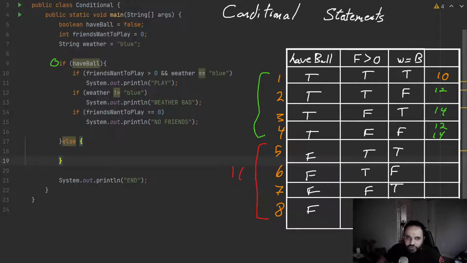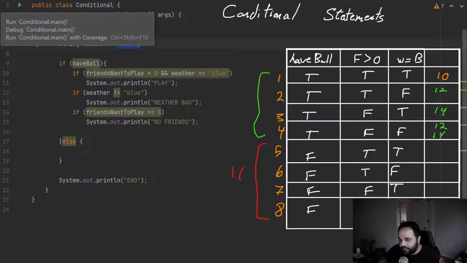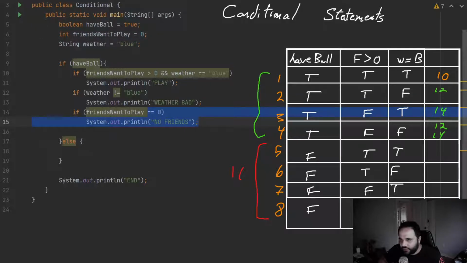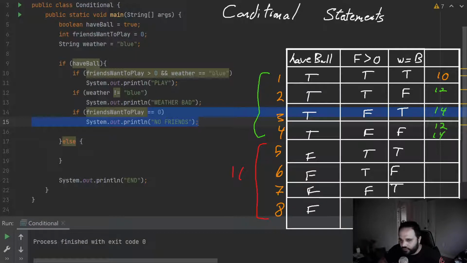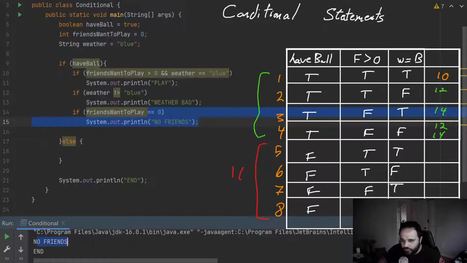Let's see how it looks in code, running the application. We've got to make sure the logic works. So we've got to remember that half ball has to be true because we're only covering the top half right now. So this is going to be true. I don't have friends, but it's blue, right? So it should tell me I'm not playing because I have no friends, and only that, right? So true, false, true. No friends. That's great.